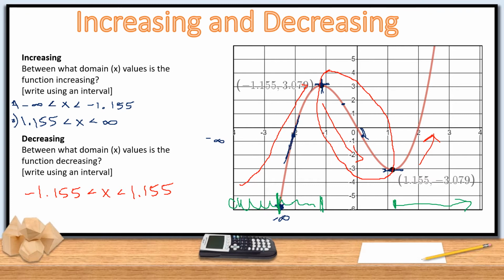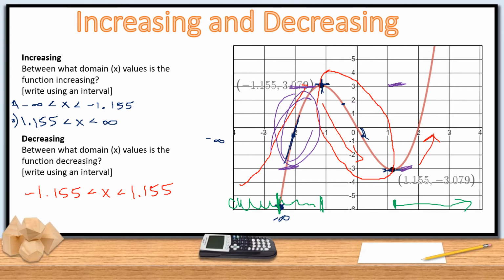The biggest mistake that people make is typically that they talk about the y coordinates instead of the x coordinates. So like, it's not decreasing between 3 and negative 3. Because just think about that. If you said between the y values of 3 and negative 3, it's decreasing. Well, there's also 3, negative 3, like there's also this part of the function, which is not decreasing. So it wouldn't work to talk about the y values.